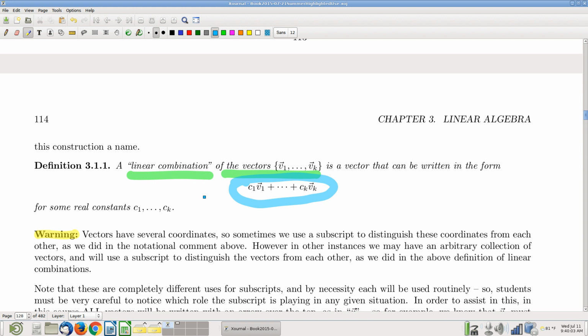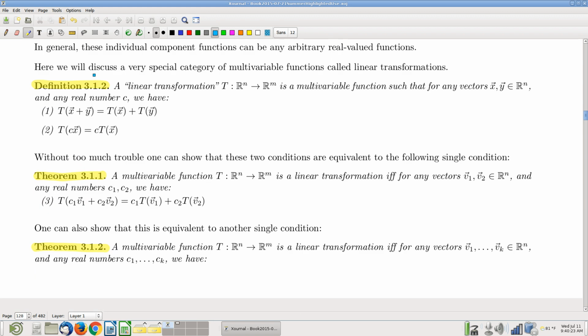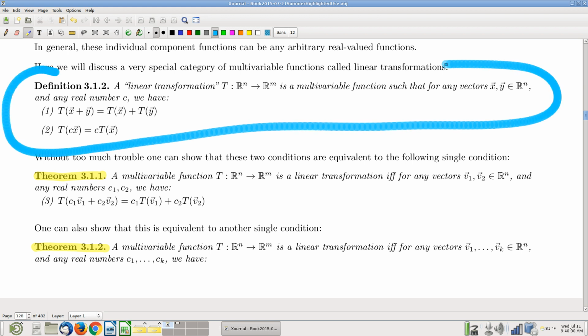Okay, so this is a very important construction. This construction is arguably the fundamental construction of linear algebra. So it's a big deal. I'm going to do a lot with this. And here's the first thing we're going to do with this definition of linear combination. We're going to use it to define linear transformations. Now I'm going to give you a different definition first to start with. But linear combinations are going to pop back up in a second.